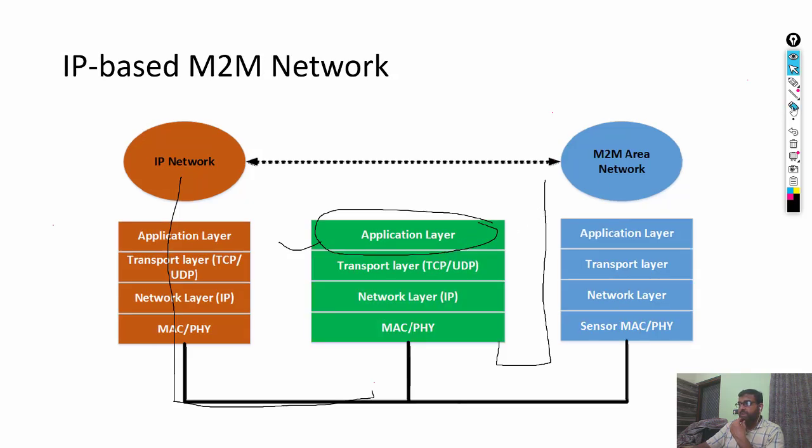Here, IP based computing means M2M is IP based, and the internet is also IP based. So there is no transition required. The data is generated from M2M and goes directly to the IP network without any hassle. So the thing is smooth over here.